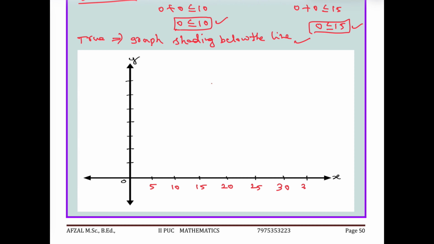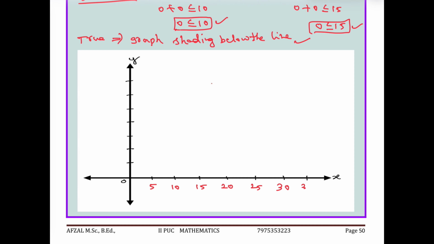Next, fifth main, 5 marks questions. In that, the 39th one: f of x equals 1 plus x square for all x belongs to R. Is f one-one and onto? Justify your answer. First we have to check one-one.